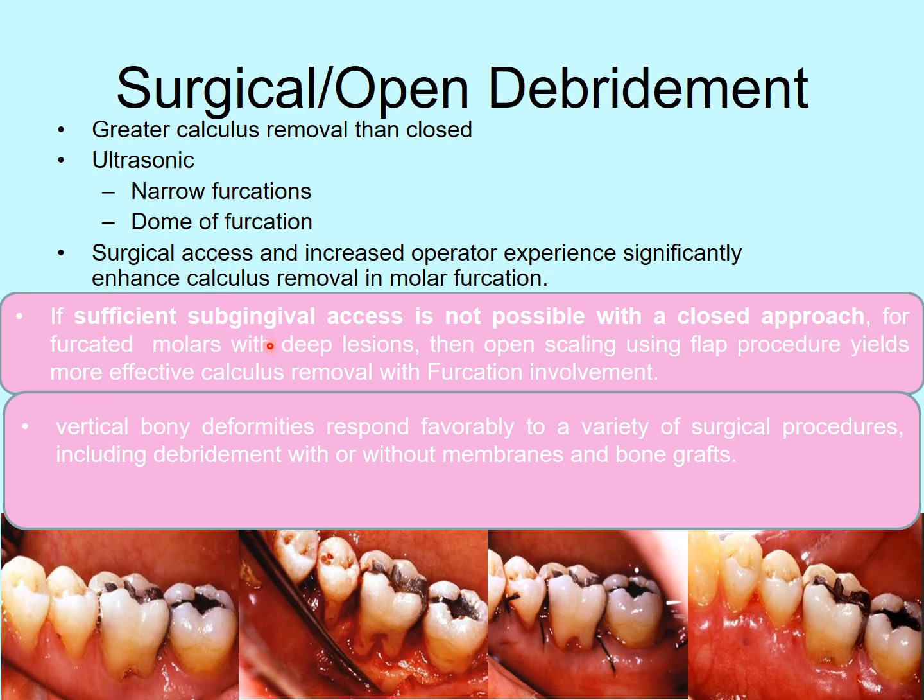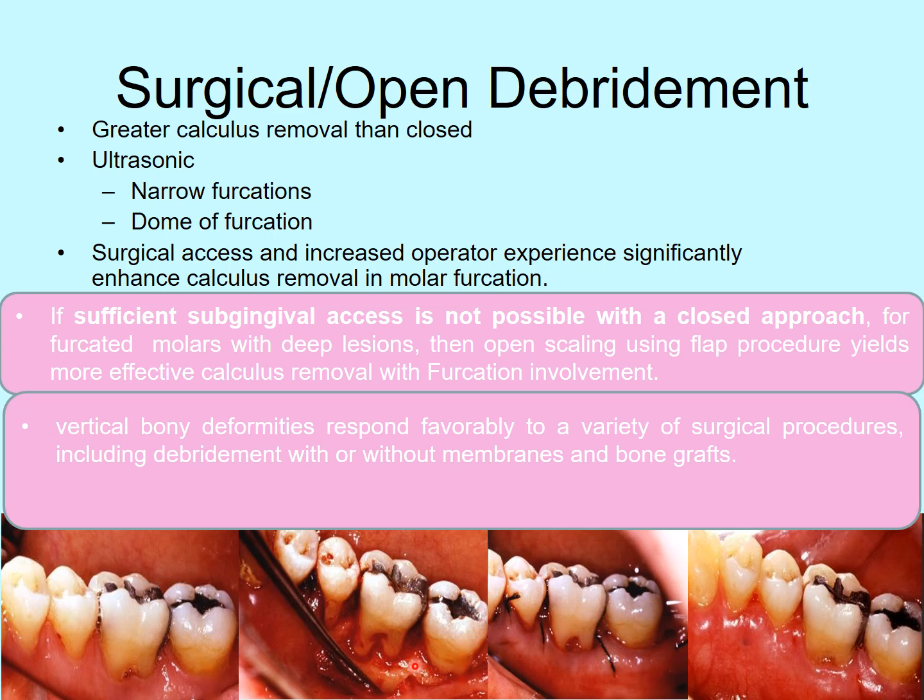So coming to surgical or open debridement, when you talk about the open method, greater calculus removal can be done than with closed debridement. Always we are getting more access to the area by opening the flap. Okay, so this is the furcation area and this will be opened. So ultrasonic scaling can be done, and this can lead to narrow furcations and the dome of the furcation.